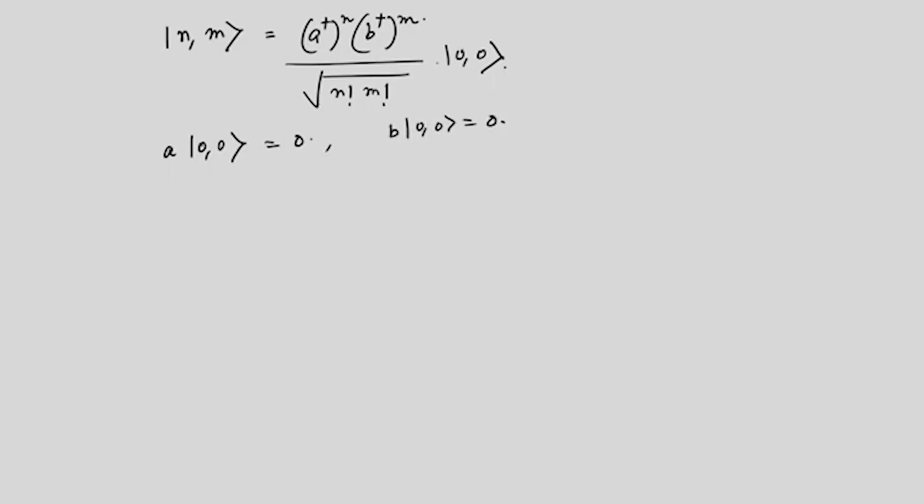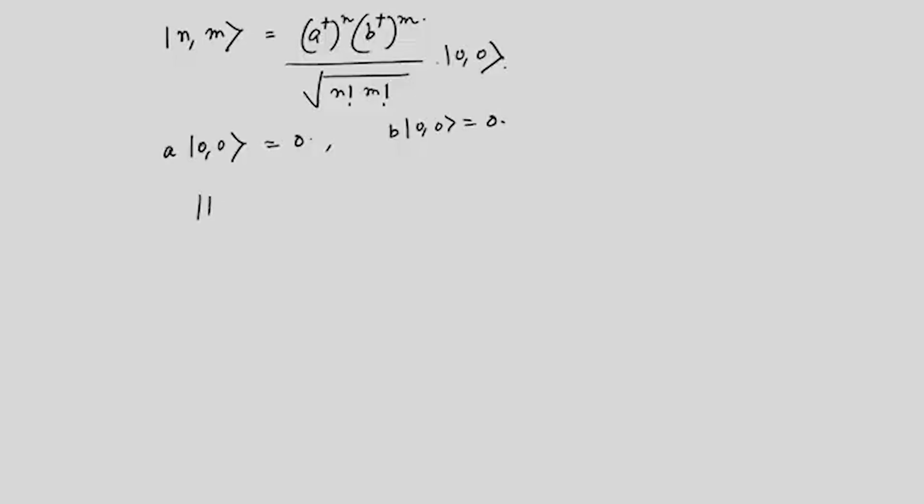Basically, you cannot lower these n and m indices any farther. That is why A acting on |0,0> or B acting on |0,0> will give you 0. A and B, in their respective ways, are annihilation operators. You can't annihilate anything below 0, which is why these give you 0.